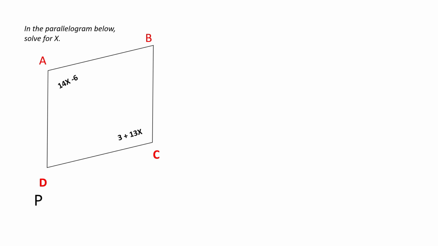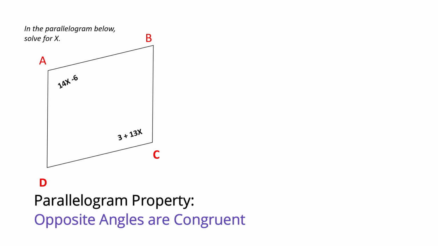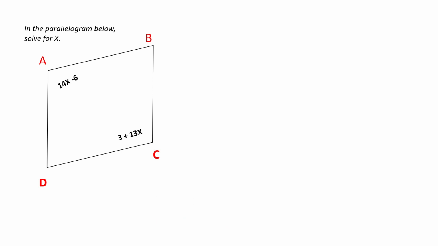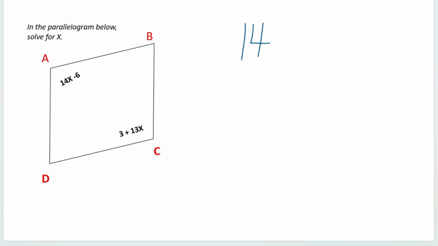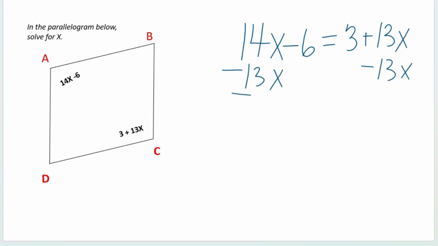The property that says each opposite angles are congruent allows me to set angle A equal to angle C. So we have 14x minus 6 equals 3 plus 13x. I want to get x by itself, so I'm going to subtract 13x from both sides. That leaves me with x minus 6 equals 3.